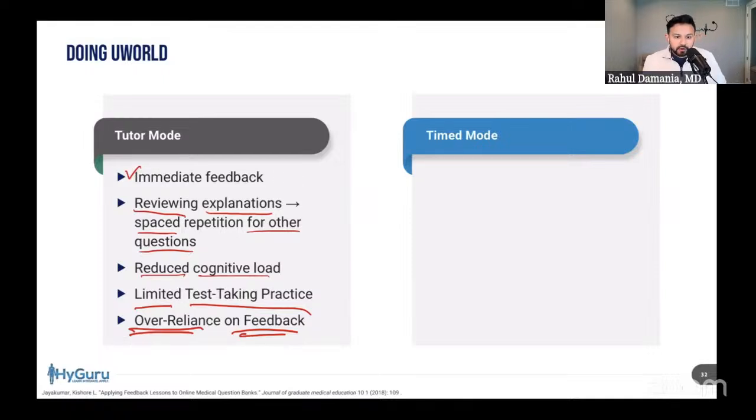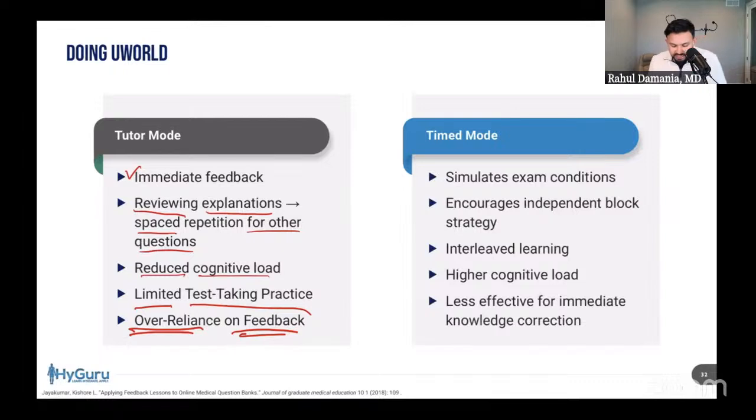Now, with timed mode, this simulates exam conditions. It encourages independent block strategy. You have to figure out a strategy on how to balance time. Do you mark questions? You have to figure out a strategy of timing, making sure that you get it done in a deliberate way and within an hour, for example. It also allows for interleaved learning. Many of you are doing timed mode with all of the organ systems or all of the clerkships. So you're interleaving neurology, OB, you're interleaving biochemistry, immunology, etc.